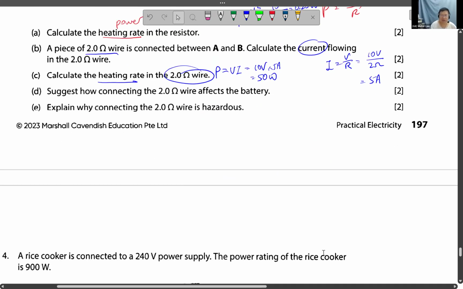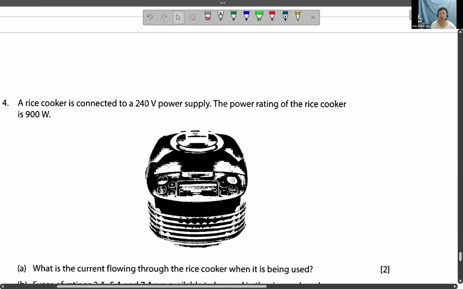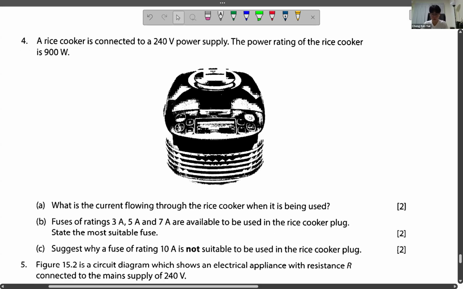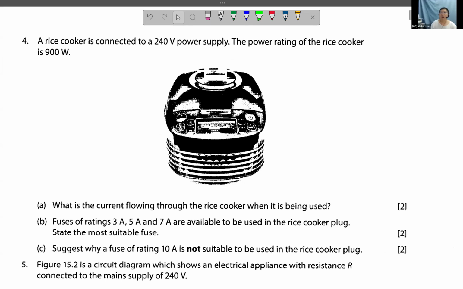All right, let's look at something like that. What's this? This is a rice cooker. Current is the I. It looks a bit like this.